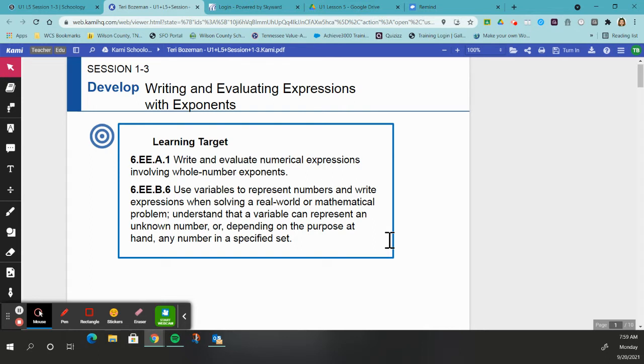Okay, we are ready to get started. We will be working with two standards today, between today and tomorrow. We are still talking about numerical expressions. Now we're going to add in those whole number exponents. And then we still want to be able to use variables to represent numbers and write expressions when solving real world or mathematical problems.